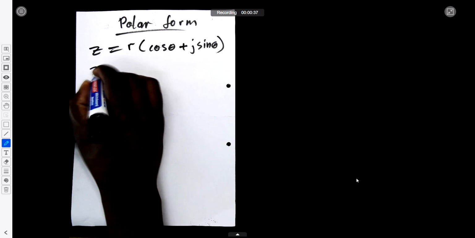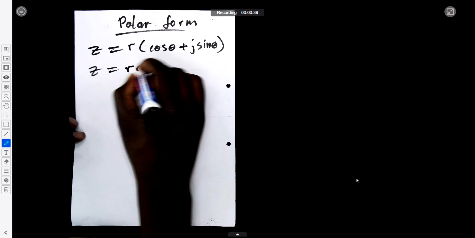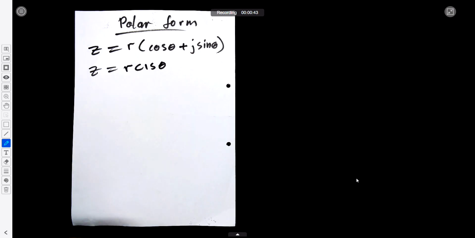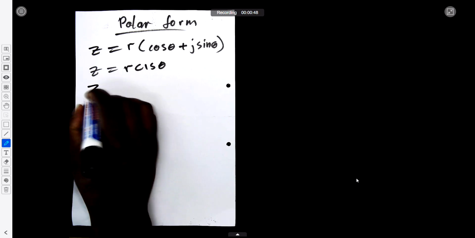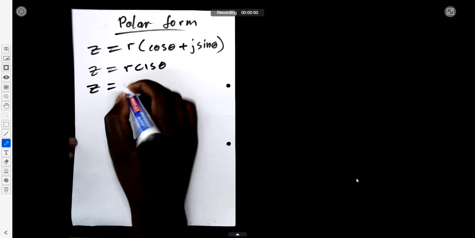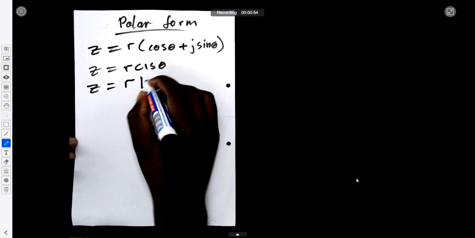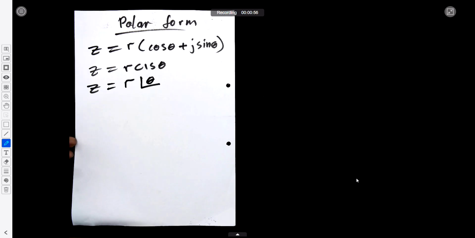We can even express it as r cis theta. Normally I say it's r cosine plus sine theta, the complex number. And therefore z again equals, you can express it as r, argument theta. So you can express your complex number in that way.